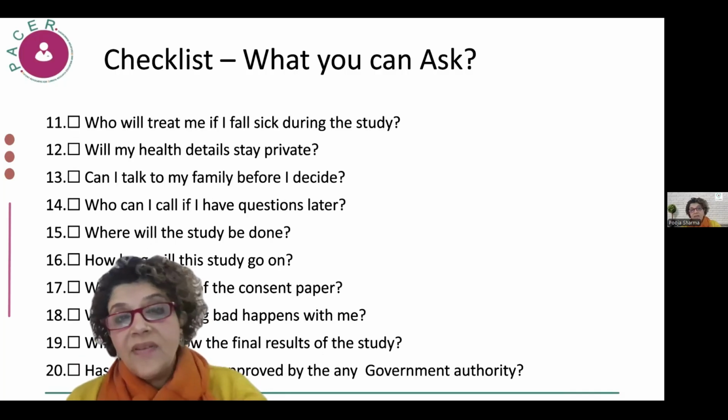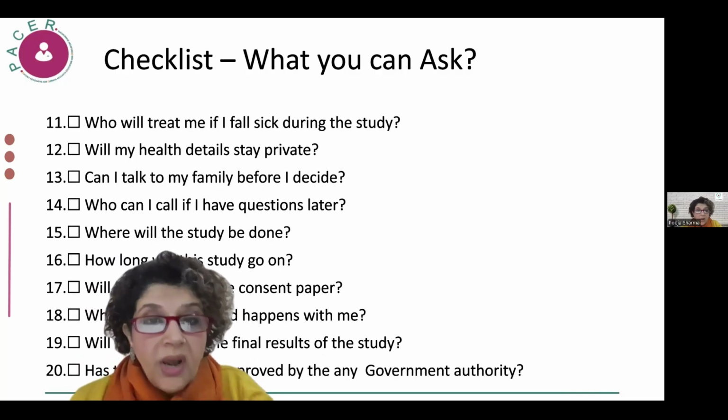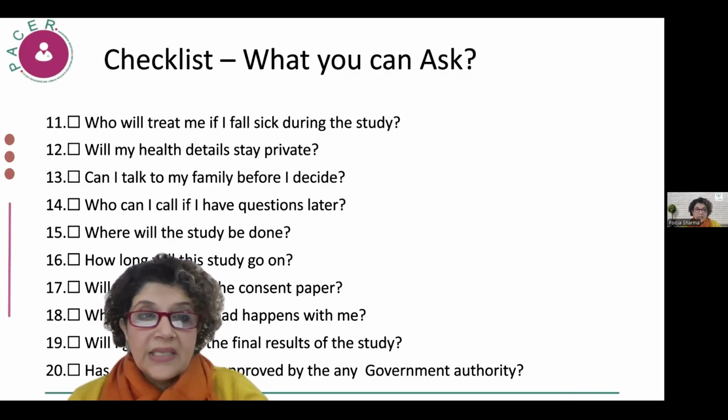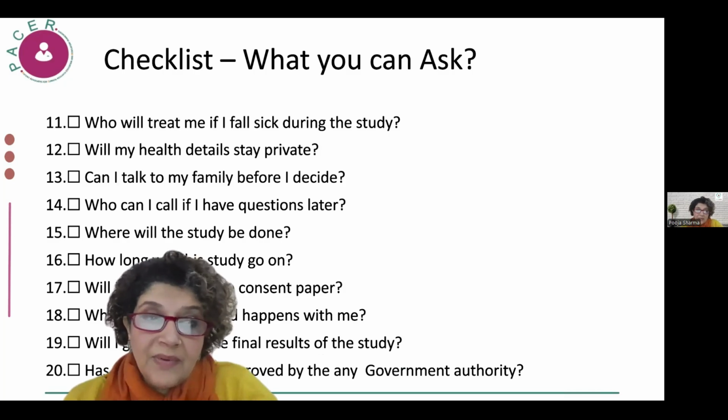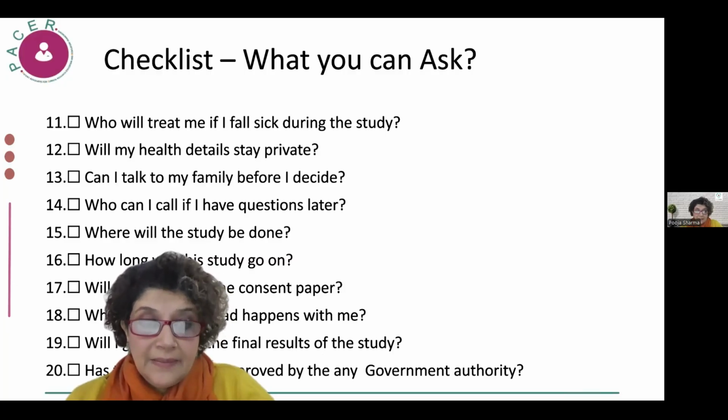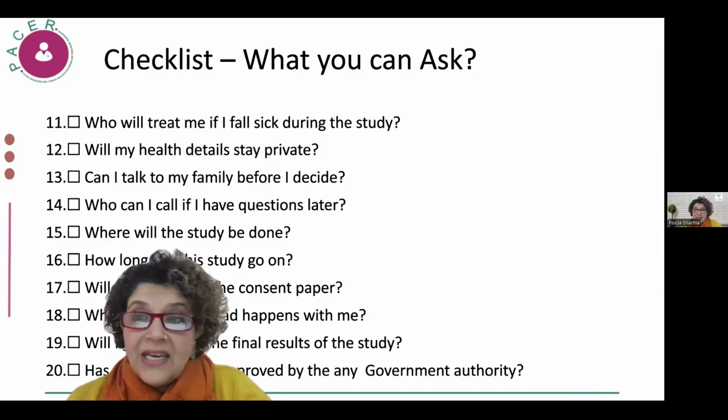Who will treat me if I fall sick? Who should I call as the first person? Will the person pick up the phone at night? Will my health details stay private? Can I talk to my family before I decide? Who can I call if I have questions later? Where will the study be done? How long will the study go on? In case the study says 1 year and then there's an extension at the end, you must ask how long will the study go on.